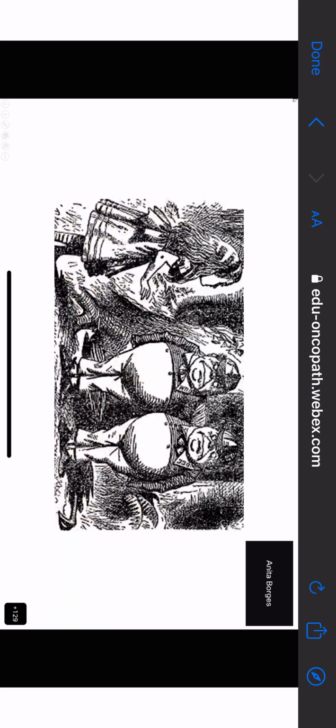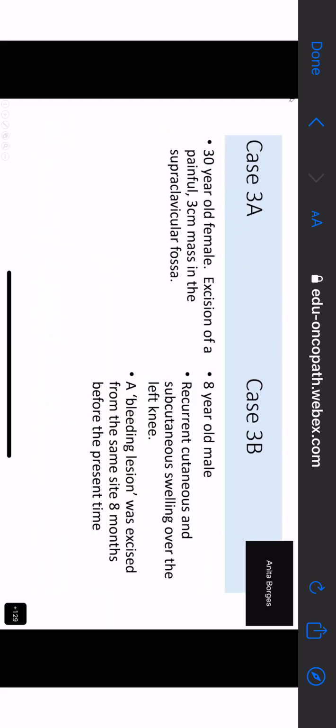Okay? So fine. Now we've come to the second last case, which is case number 3. And who's going to take this now? Vimy, you can do this. Ma'am, case number 3A, 30-year-old female, excision of a painful 3 centimeter mass in the supraclavicular fossa. And case 3B is an 88-year-old male with recurrent cutaneous, subcutaneous swelling over the left knee. A bleeding lesion was excised from the same site 8 months before the present time. All right.